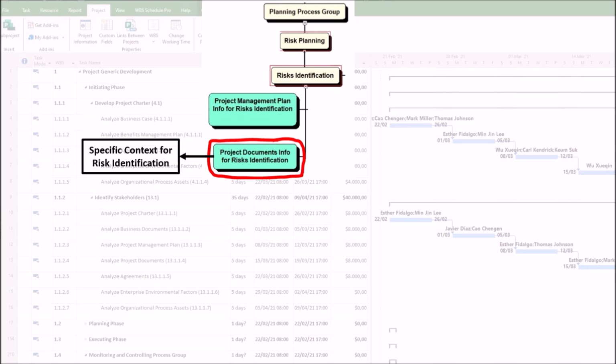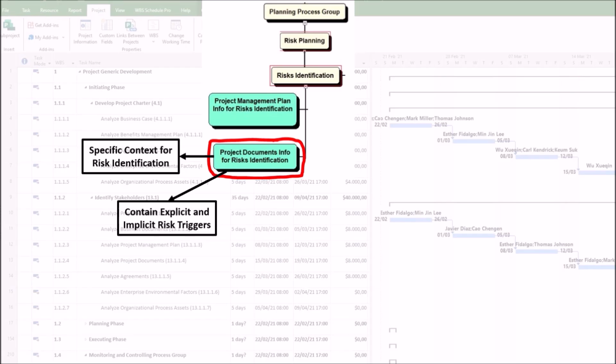1. The project documents provide the specific context for risk identification. These events are almost always linked to specific aspects of the project, such as a specific activity in the schedule, a specific cost line item, a specific requirement or technical complexity, a specific resource named in the team. Without these documents, risk identification remains generic and high level, offering little practical value.